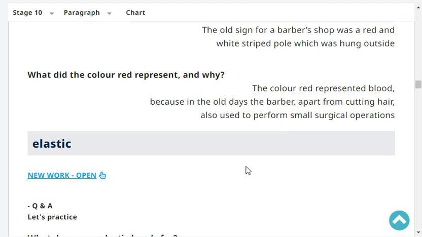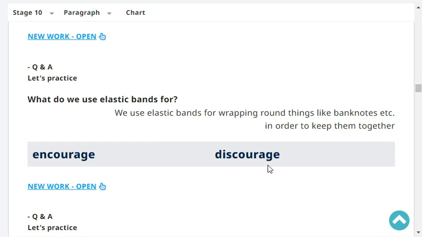What did the color red represent and why? The color red represented blood because in the old days, barbers, apart from cutting hair, also used to perform small surgical operations. That was cool.